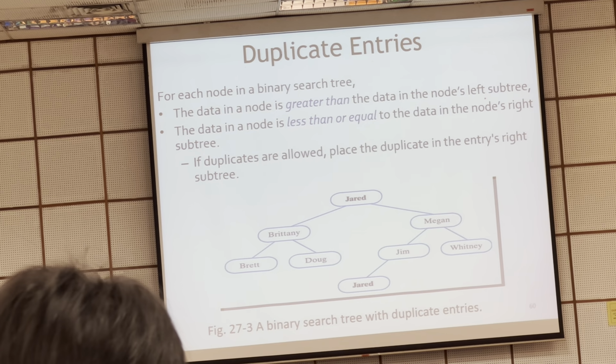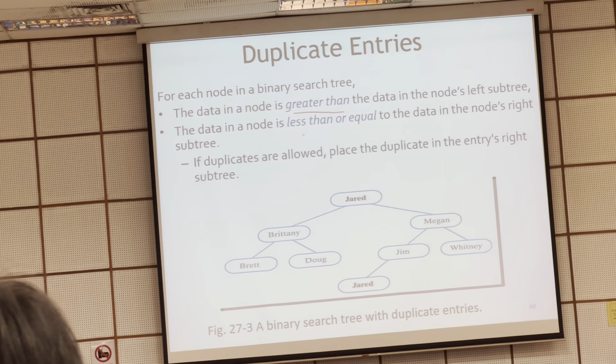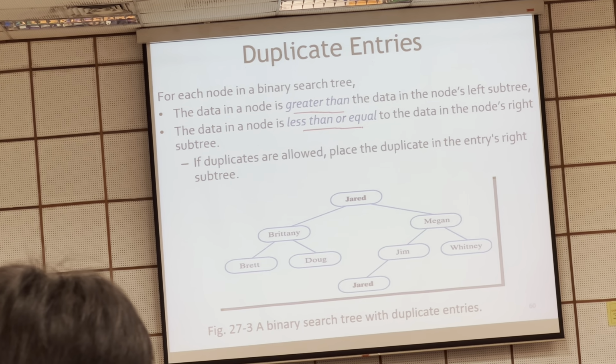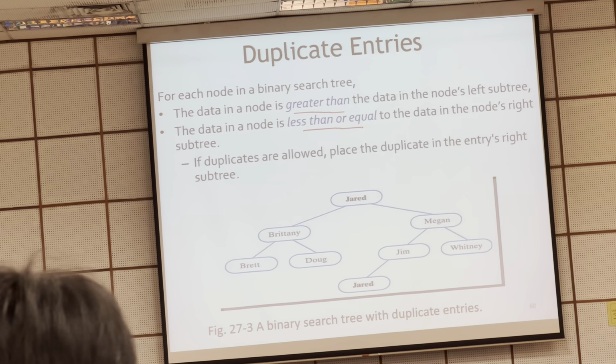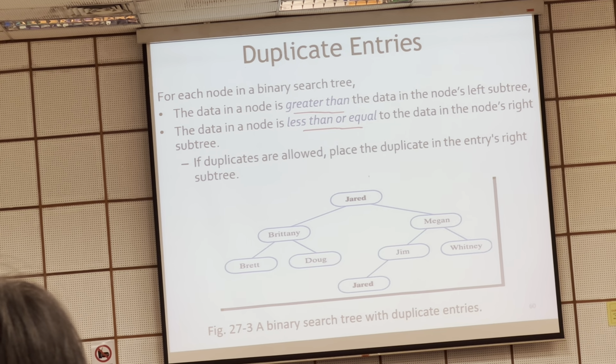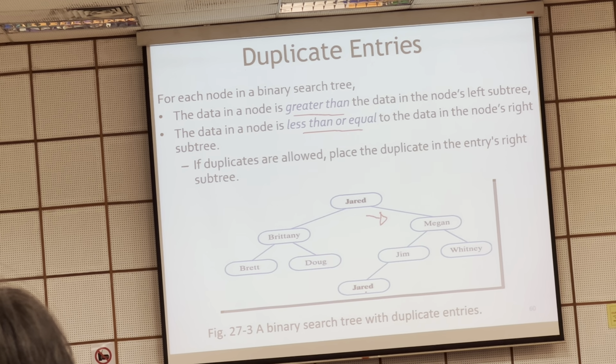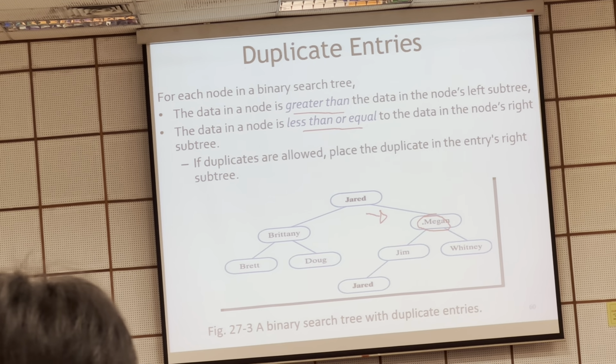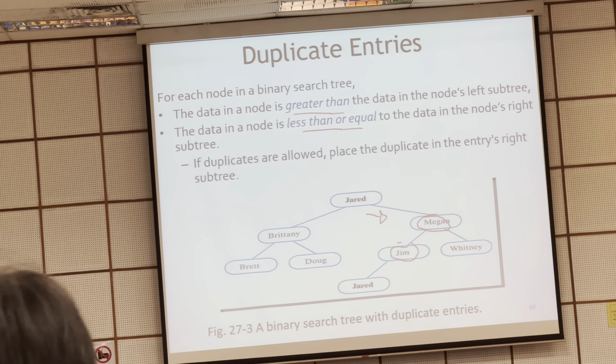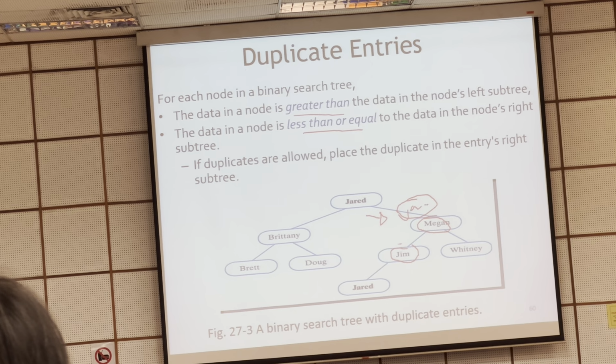Okay? So again, of course, we have to check whether it's greater than, lesser than, or equal, isn't it? If it's equal, then what do we do? Alright? So of course, we move to the right subtree. But once we move, we want to insert Jared again. So we move to the right subtree, then we compare with Megan, then compare with Jim, and only then can we add. We cannot simply add Jared here. Alright? So that's how a tree works.